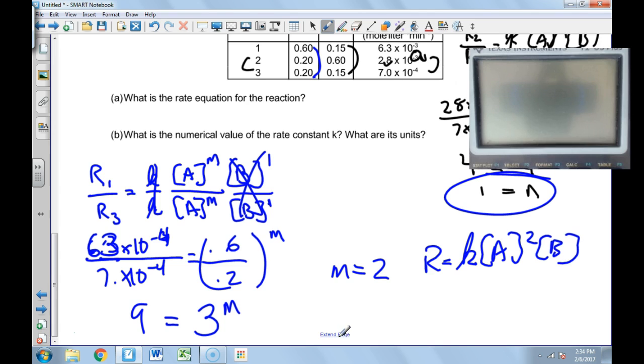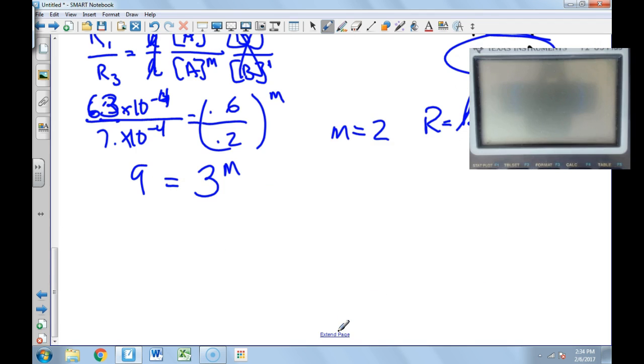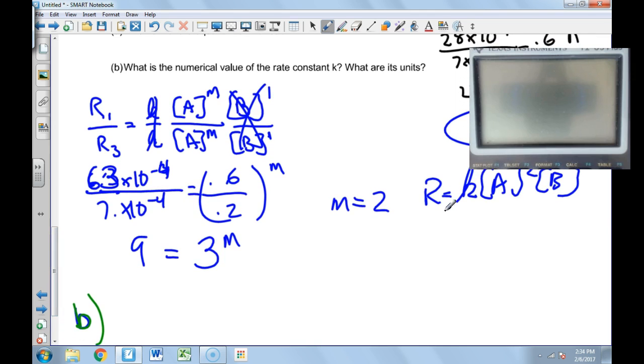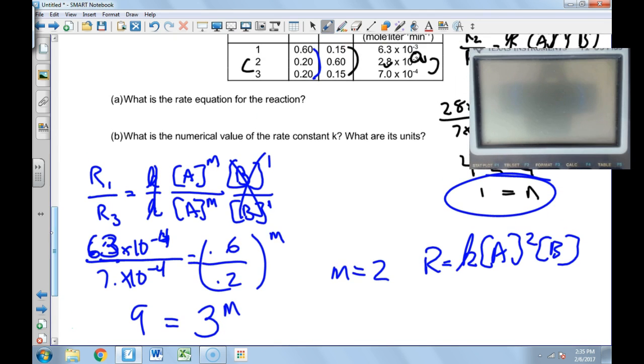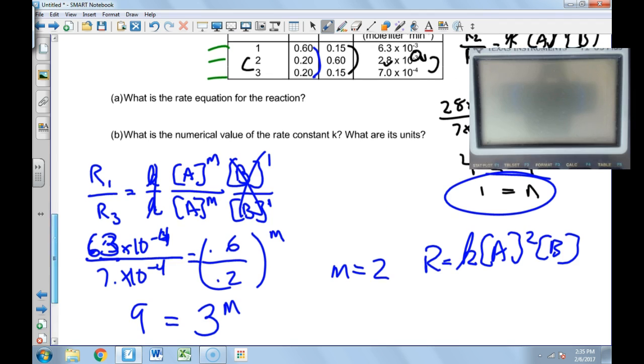Okay, and then part B is determine the numerical value of the rate constant and what are its units. For part B, and I'll do this in a third color here, what we have to do is just plug our values in for the rate law, R equals K, concentration of A squared B. And so for the rate, it doesn't matter which experiment we pick. We can pick experiment 1, 2, or 3. I'm going to pick 1 just because that's the first one that's there.